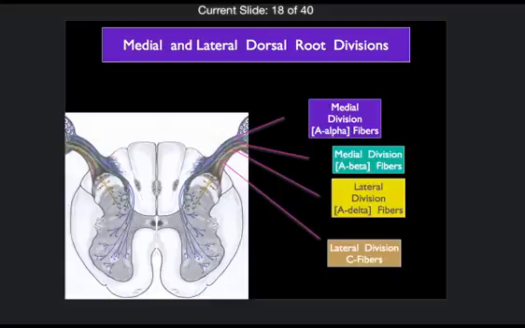This is to show the medial and lateral dorsal root divisions. If one went from the periphery to the base of the posterior horn, this is a very important area for the medial and lateral dorsal root divisions to be appreciated. The medial division has predominance of two types of fibers from the periphery, first order neurons. There's the A alpha and the A beta.